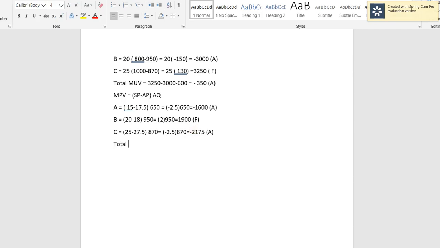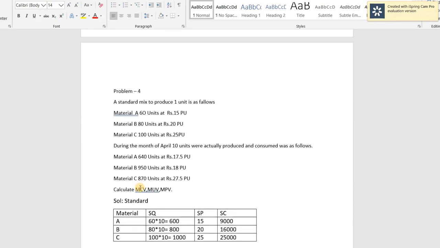Therefore, total material price variance is equal to 1900 minus 1600 minus 2175. It will come up to minus 1875. So as it is a negative, this is adverse variance. So this is how you are going to solve the problem for material cost variance, material usage variance and material price variance, which they may ask in the exam for 14 marks.